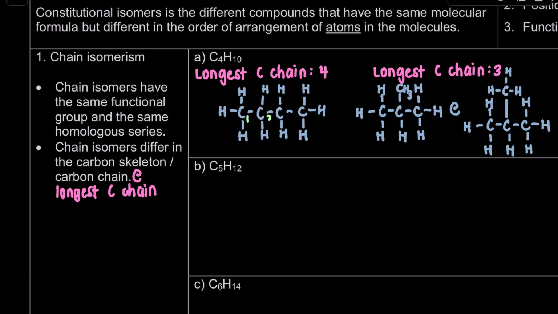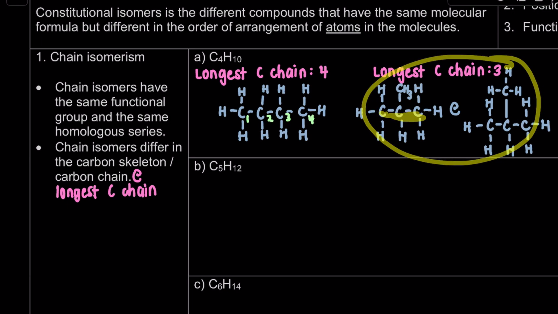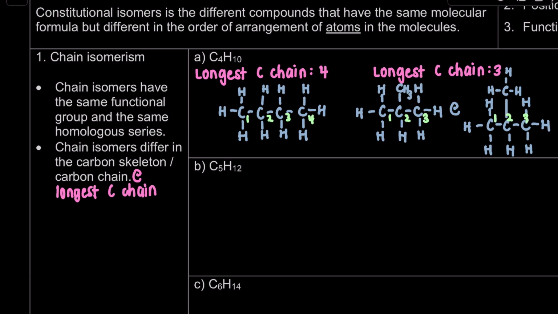1, 2, 3, 4. Okay, if this one has the longest carbon chain of 3, we start from here: 1, 2, 3. Okay, 1, 2, 3. For example, if I draw from left to right and put 1, 2, 3 here, the longest carbon chain is still 3. Okay, so this is for C₄H₁₀.